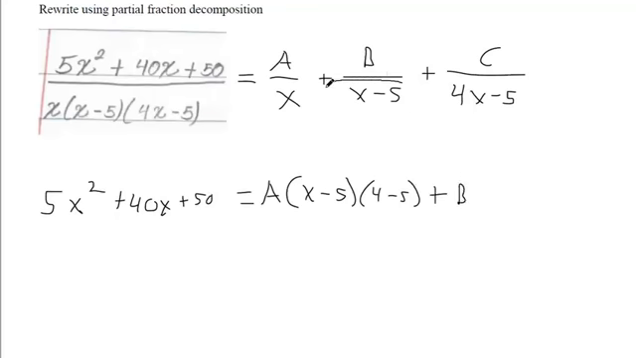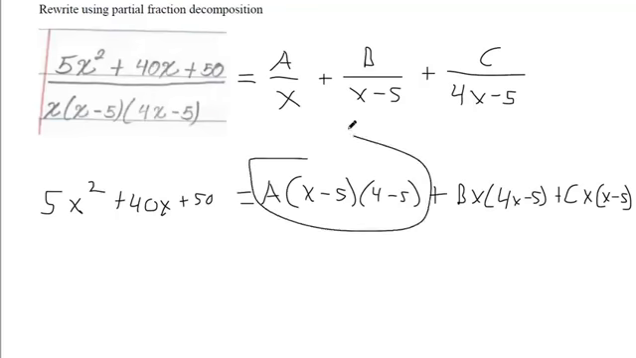And so B has an x minus 5 in the denominator, so I multiply it by x and by 4x minus 5, and then C is multiplied by x and x minus 5, everything that's missing from the denominator. Okay, so A is multiplied by everything that's not in its denominator. B is multiplied by everything that's not in its denominator. And same thing with C. And so you're going to solve this by picking particular values of x that make the equation easy to solve for one of the letters.